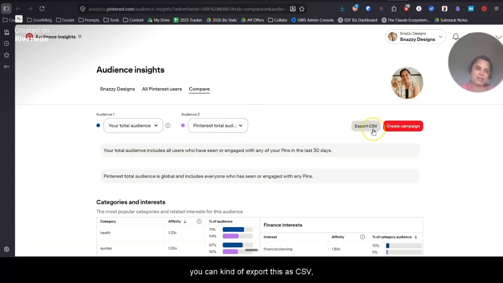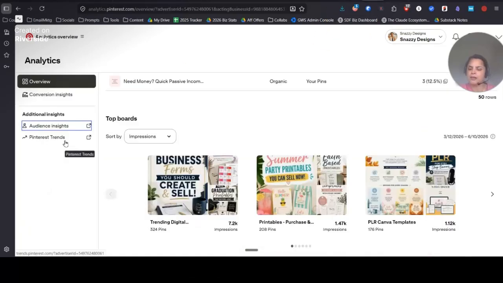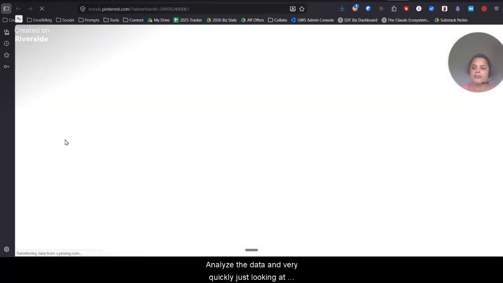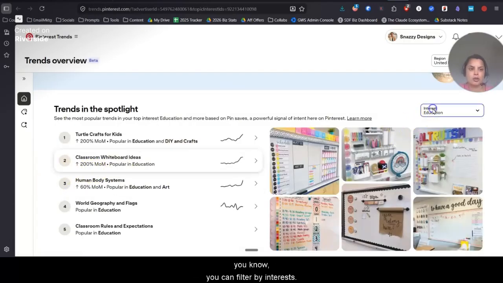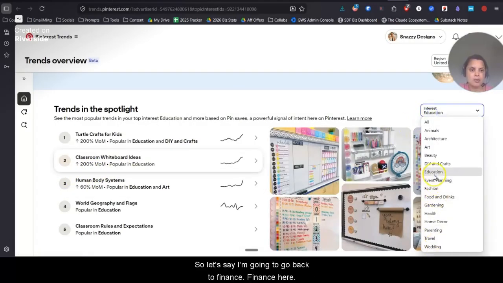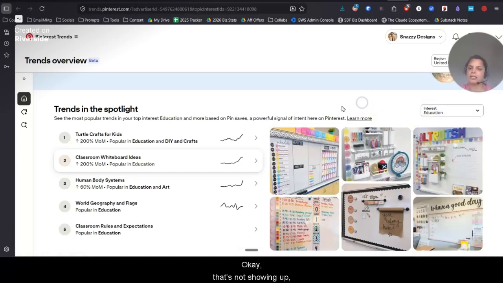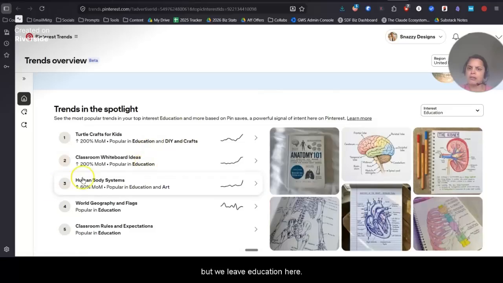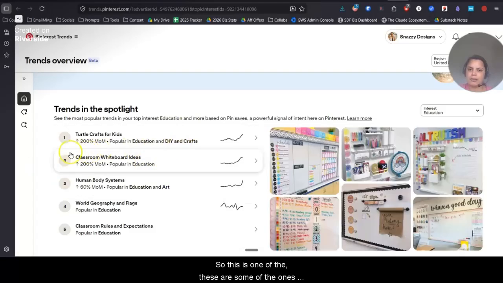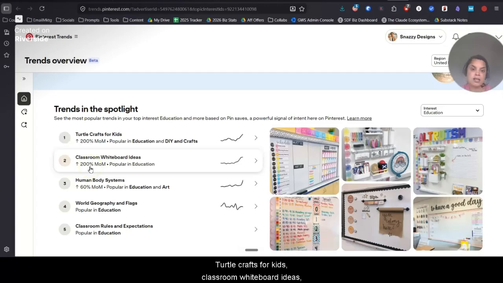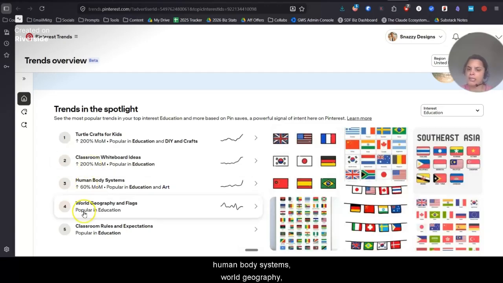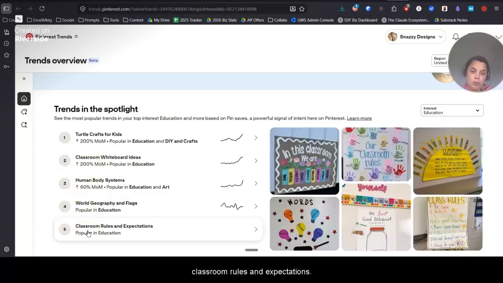And yes, you can export this as CSV, create campaigns and all of that to analyze the data. And very quickly, just looking at Pinterest trends. You can filter by interests. So let's say I'm going to go back to finance. Is finance here? Okay, that's not showing up, but we'll leave education here. These are some of the ones that are showing up. Turtle crafts for kids, classroom whiteboard ideas, human body systems, world geography, classroom rules and expectations.